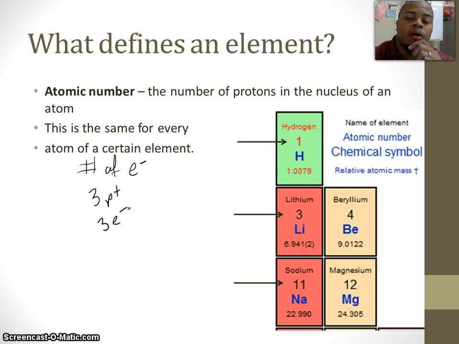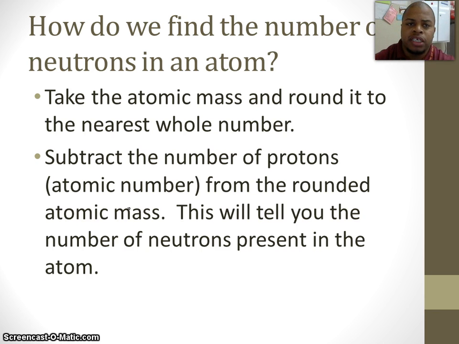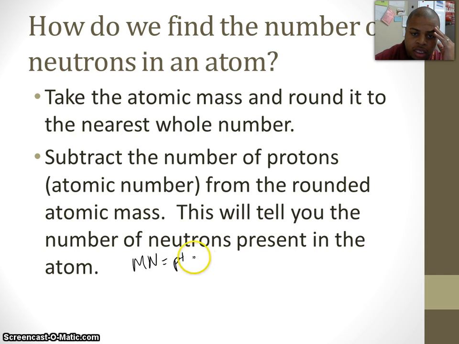Now, with this being the case, that's going to take us to where we just were with our neutrons. How do we find the number of neutrons in the atom? The first thing that you're going to do is, I'm going to give you a little formula that can help you to write it down, or help you to remember. Mass number equals the number of protons plus neutrons.